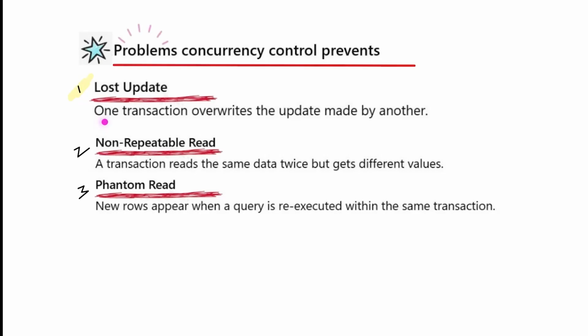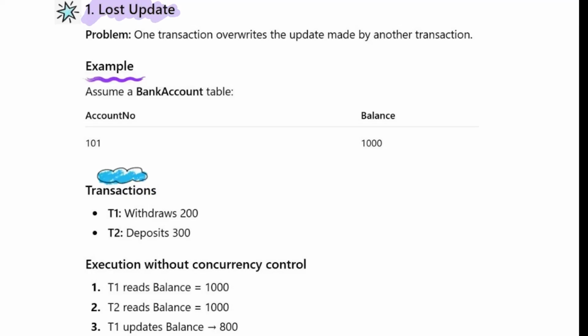See, concurrency can cause serious problems, and that's where concurrency control comes in. It mainly prevents lost updates, non-repeatable reads, and phantom reads. In this video, we will break down each one step by step. First, look at the lost update problem. A lost update happens when one transaction overwrites the update made by another transaction. It sounds tricky, but it's easy to understand with an example.